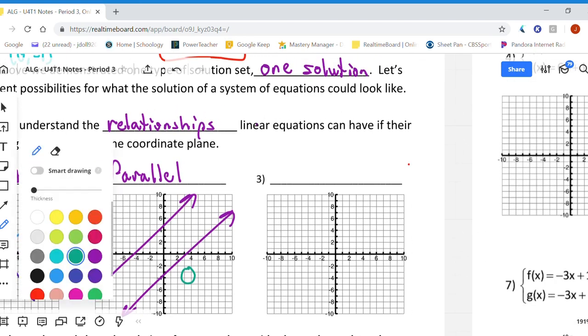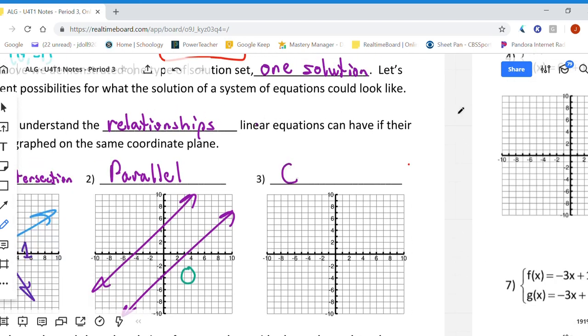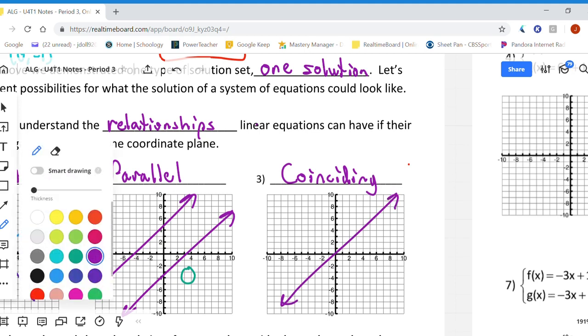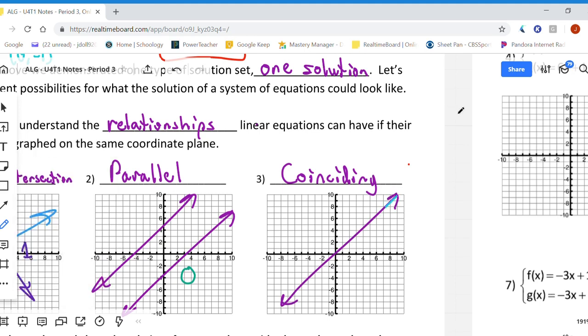The third option is something we call coinciding lines. Coinciding lines are literally 2 lines that share every single ordered pair as a point of intersection. Now I used the blue line as dashed there just so we could see both the blue and the purple line. So there's not one intersection, there's not no intersections, there are an infinite number of intersections here.